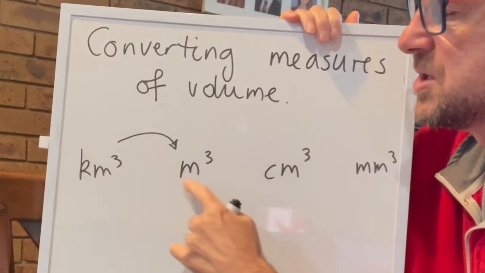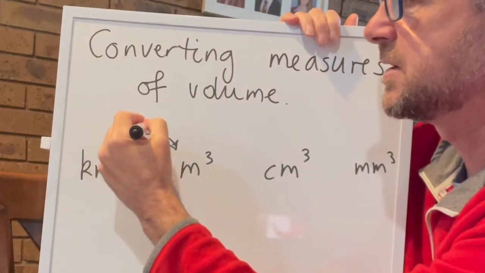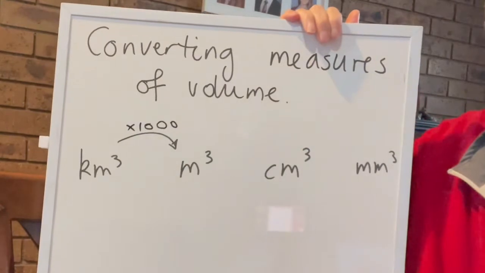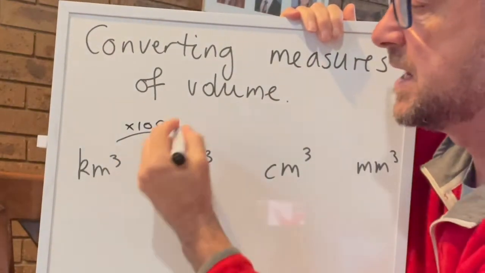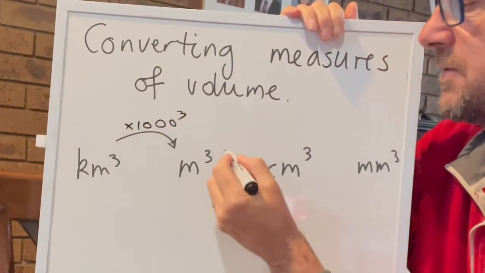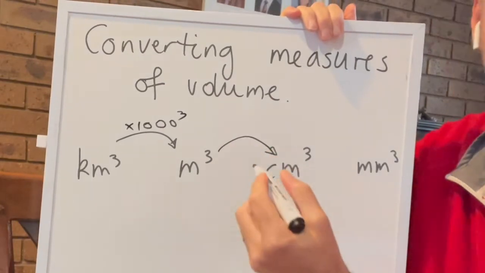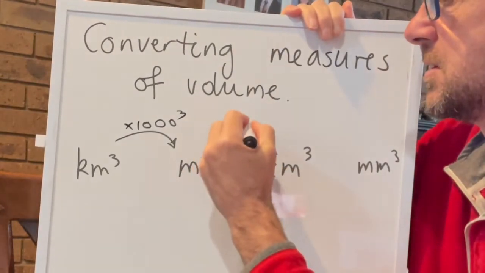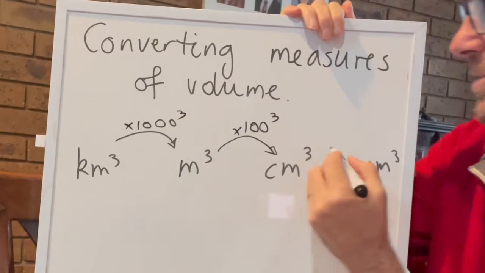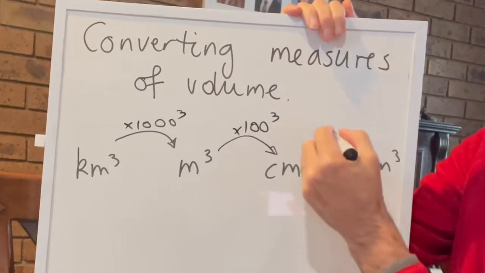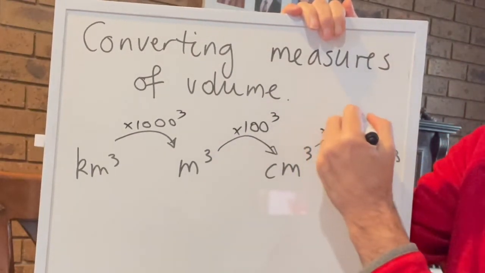So from kilometres to metres, it's a times 1,000. But this now will be cubed. From metres to centimetres, it'll be times 100, and that'll be cubed. And from centimetres to millimetres, it'll be times 10, and that will be cubed.